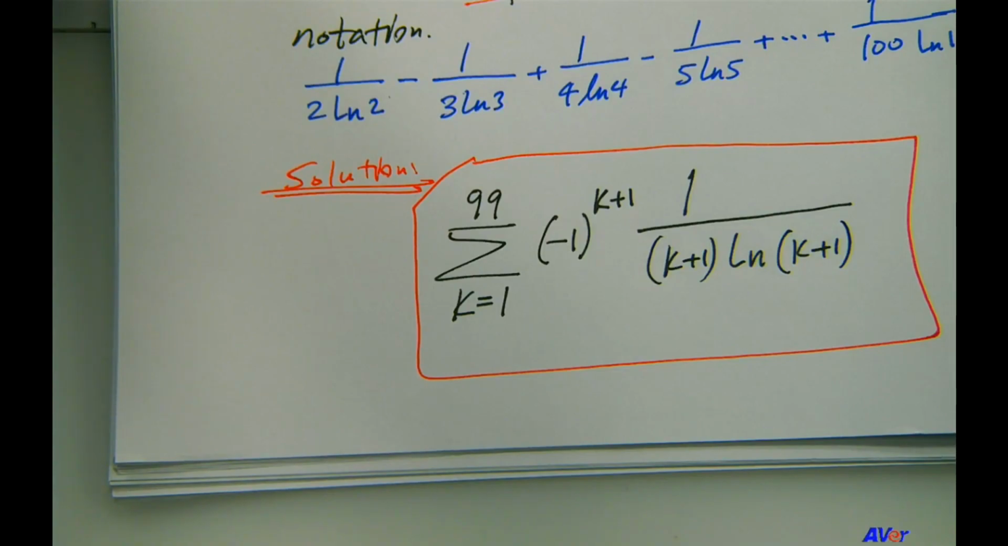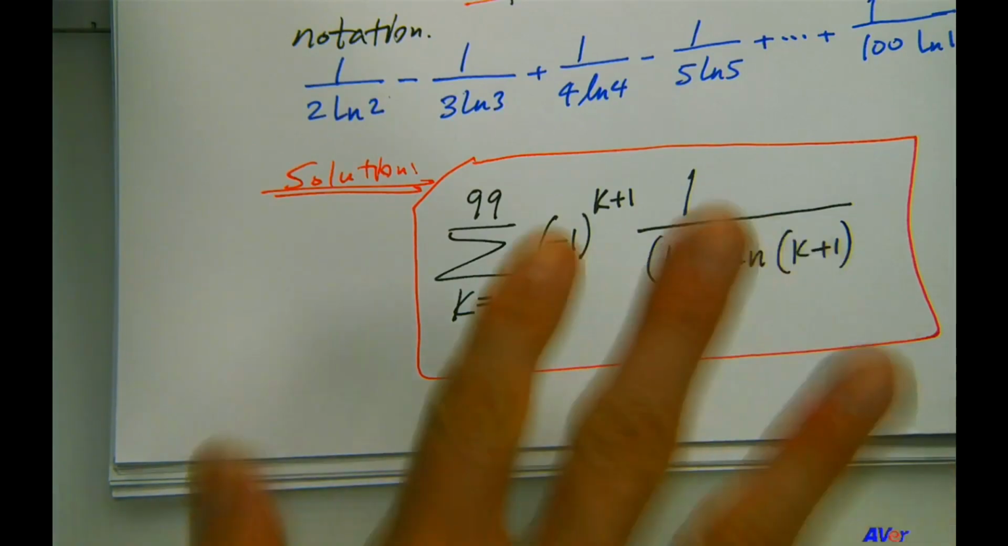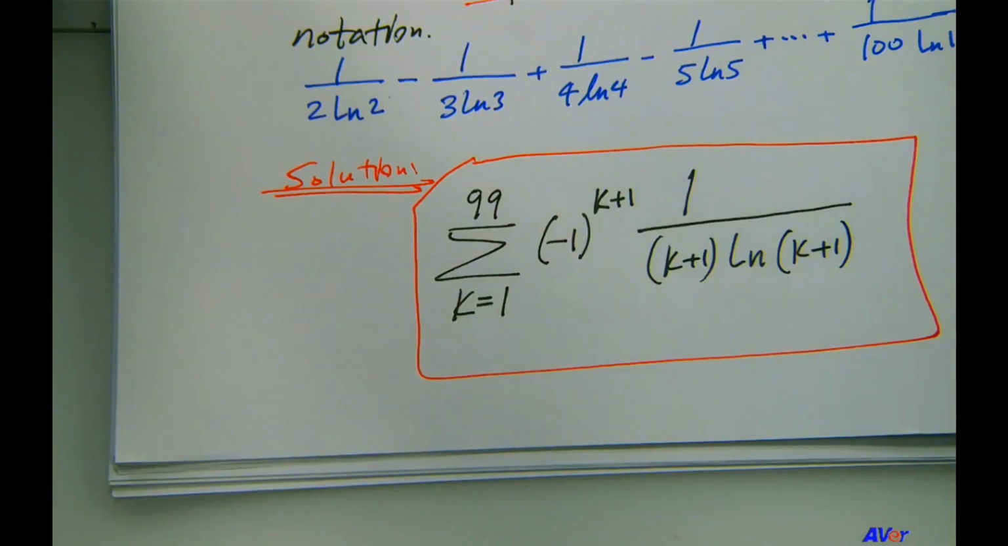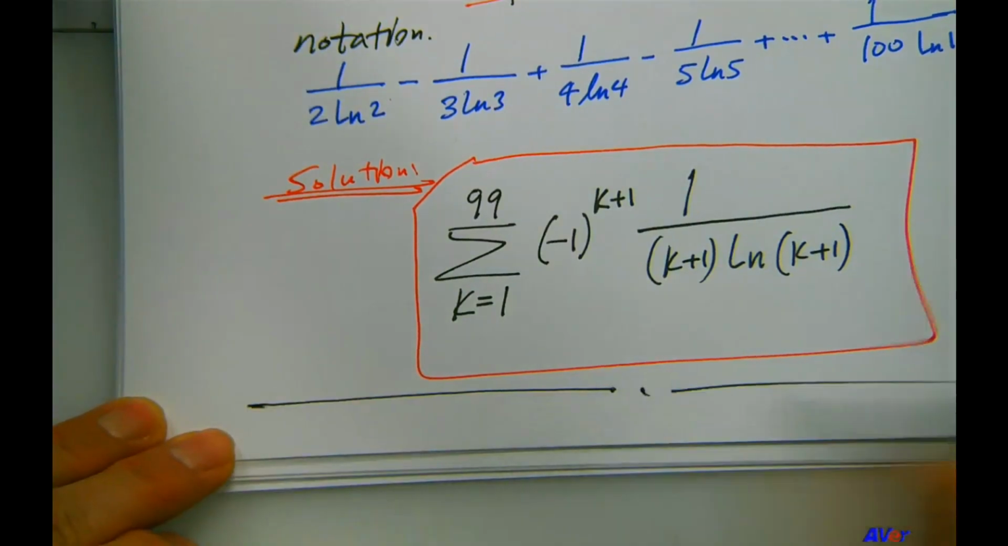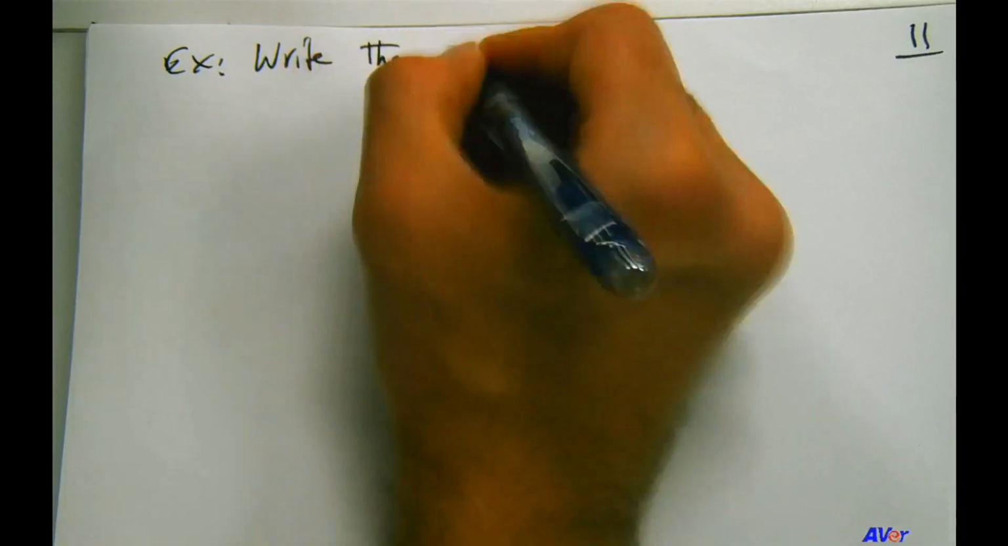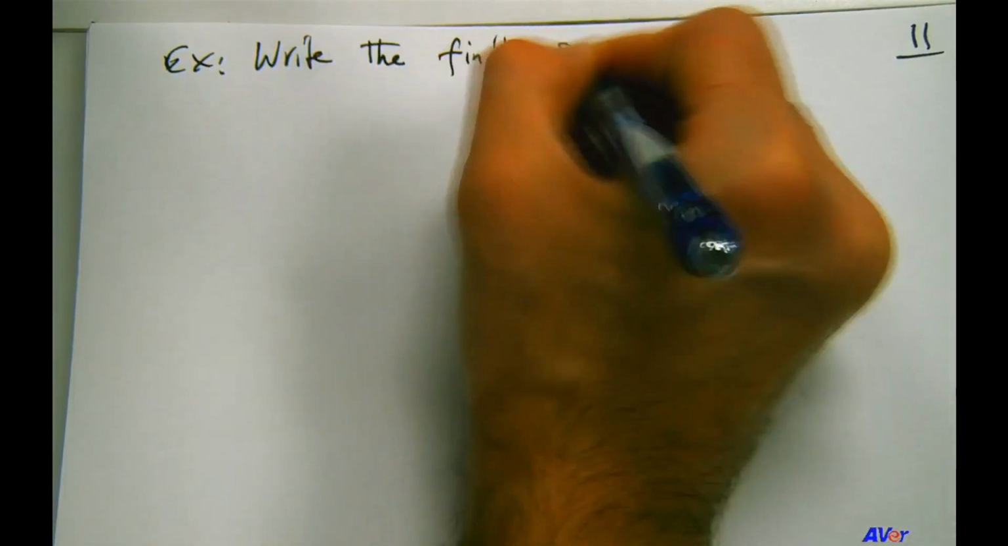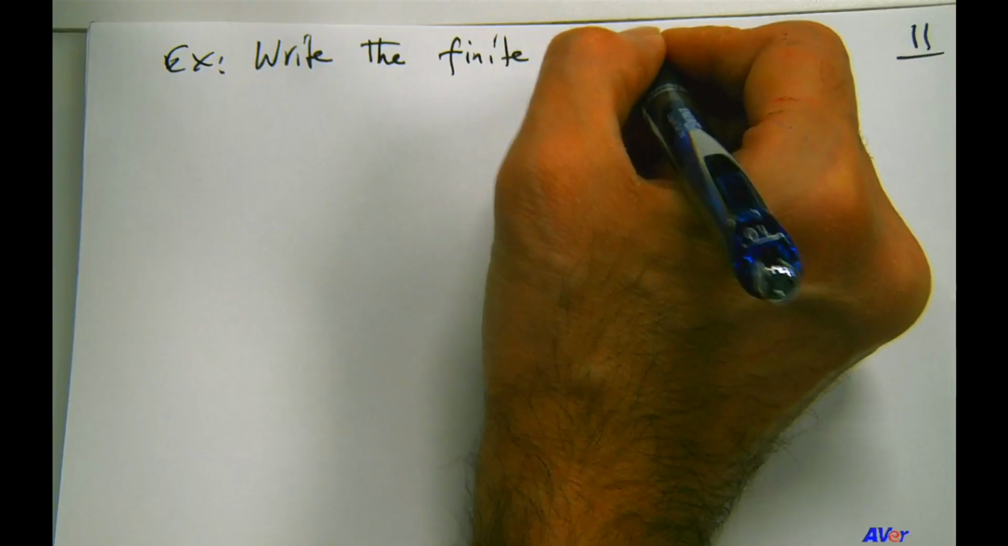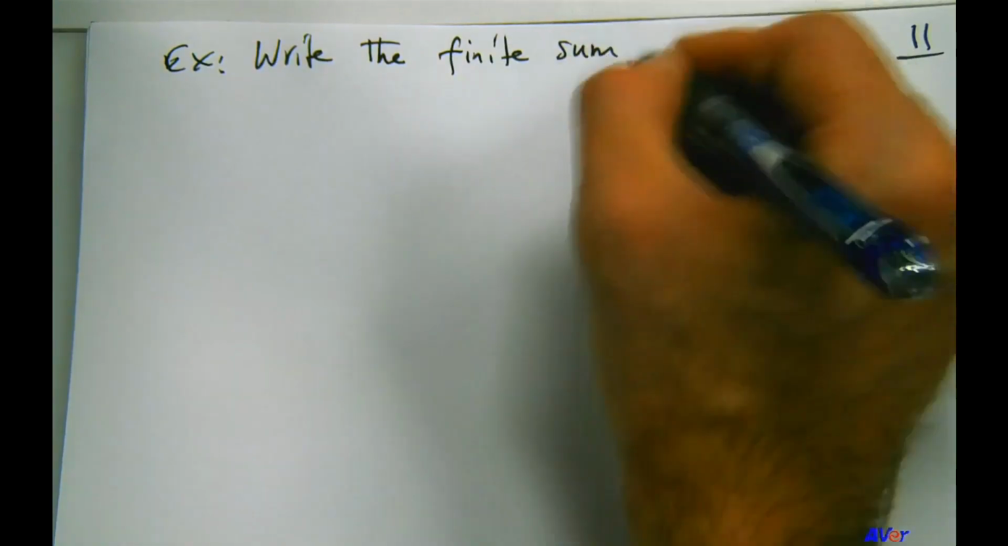Okay, let's do another example of the same kind. These are really neat. So in this example, we want to write the finite sum using sigma notation again.